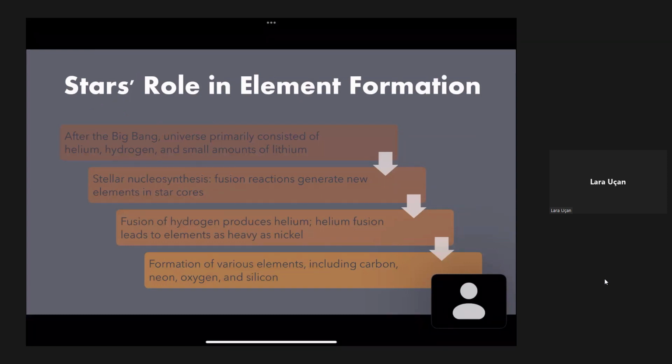Stars' role in element formation. After the Big Bang, the universe primarily consisted of helium, hydrogen, and small amounts of lithium. And stellar nucleosynthesis, through fusion reactions, generates new elements in the core of stars. Hydrogen fusion produces helium, while helium fusion leads to the creation of elements as heavy as nickel. The fusion processes involve the fusion of lighter elements into heavier ones, and this contributes to the formation of various elements, including carbon, neon, oxygen, and silicon.